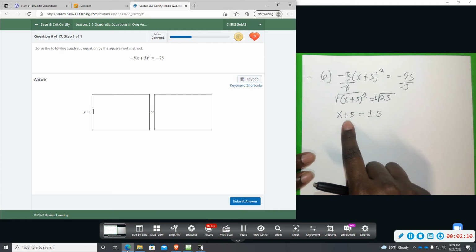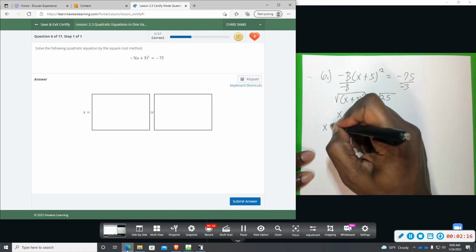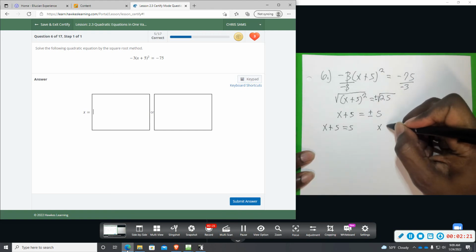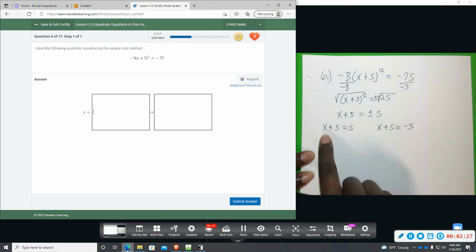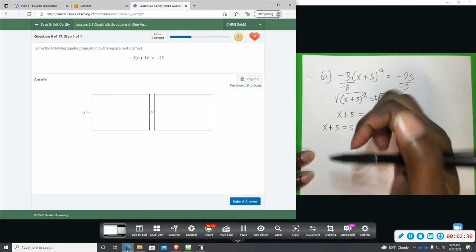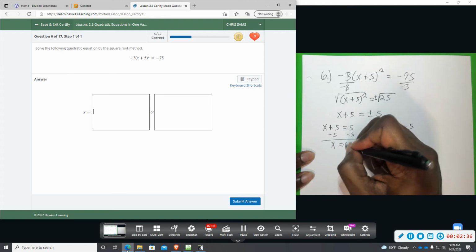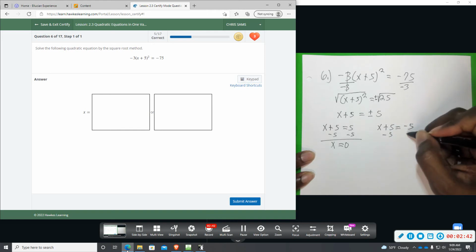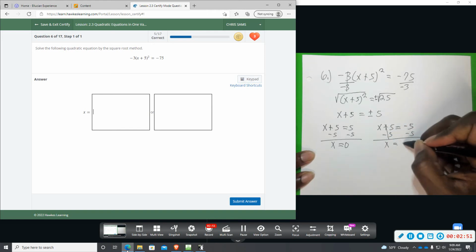And then from here, we have two answers that we're going to set up. We have x plus 5 equals 5, and then we have x plus 5 equals negative 5. And then we solve those. So we would subtract 5 this time, and that will give us x equals 0. And then on this other one, we also subtract 5. And then here we have a negative 5, and we're subtracting 5 more, going more into debt. So it's going to give us x equals negative 10.